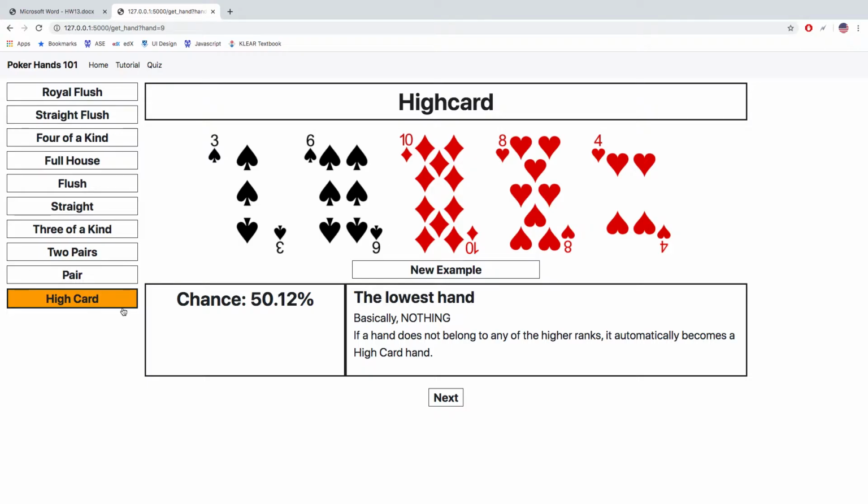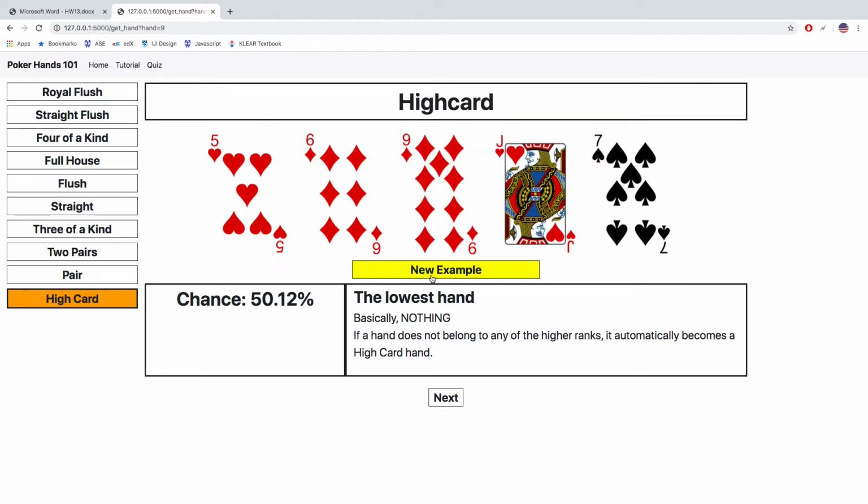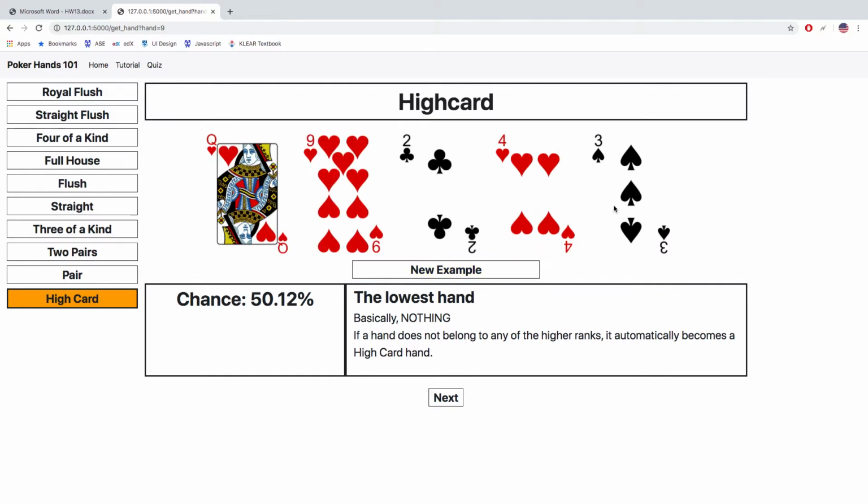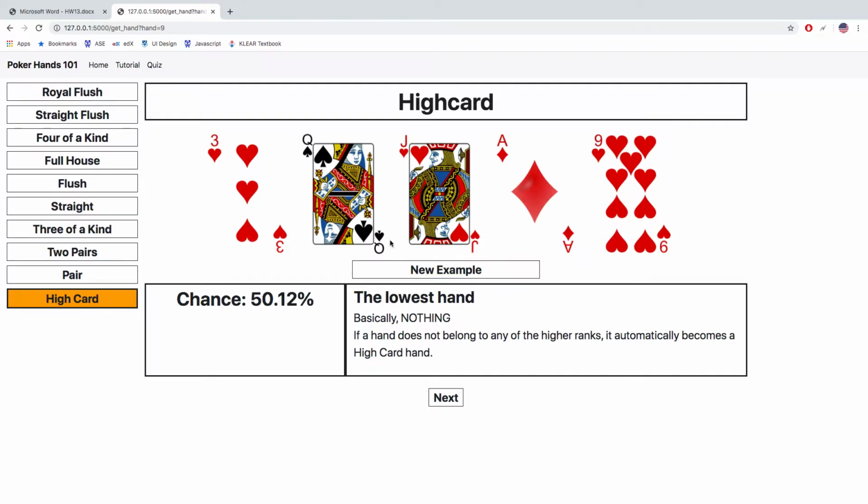Okay, and this is highlighted, so this must be the poker hand that I am studying or I'm looking at right now. And yes, that's the high card. And I see 5 cards. And okay, this new example changes the cards over here. Okay, and every time there's 5, so I'm gonna guess that in poker, each hand has 5 cards.